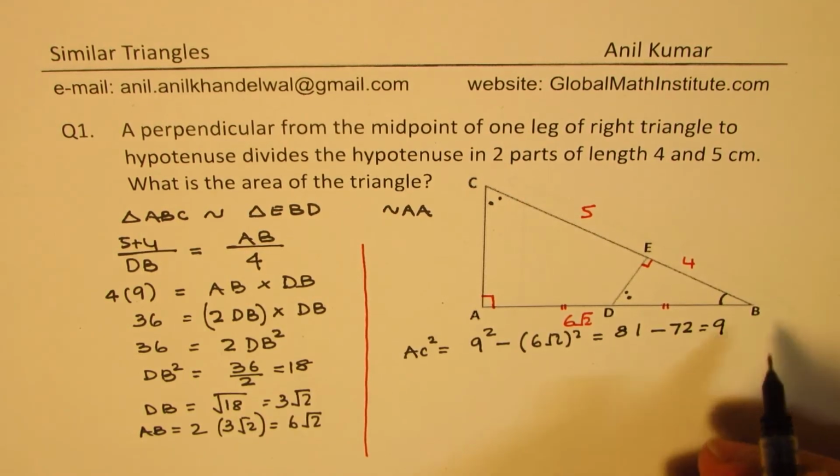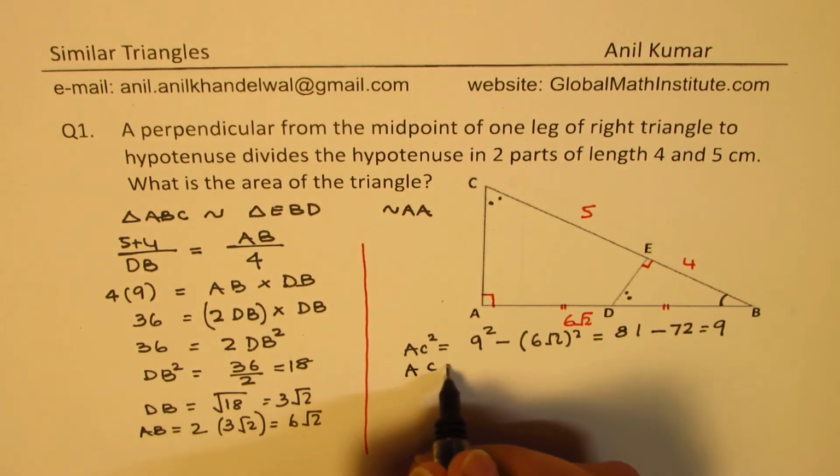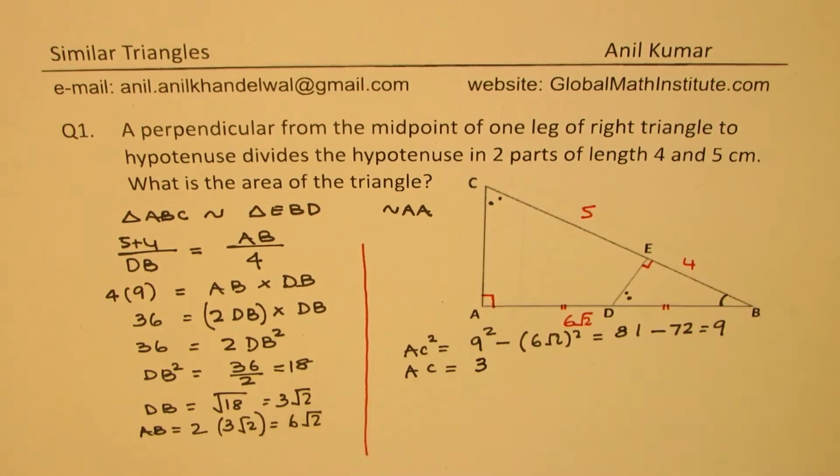That is 9 for us. So we get AC as equal to 3. Square root of 9. Perfect.